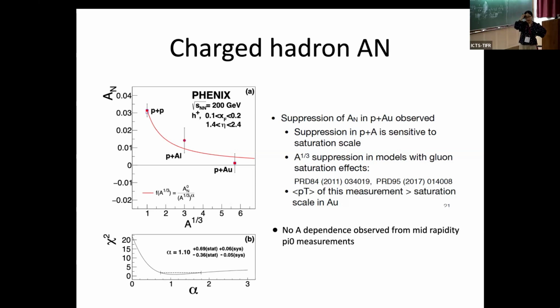One thing I need to mention is that the measurement here is actually not in the saturation region. So this is quite interesting, because we still see this strong suppression of the asymmetry in P gold while we are outside of the saturation region in terms of our measurement kinematics. On the other hand, for the observable at mid rapidity, we didn't see anything strong, but this one was done in forward rapidity. So it would be an interesting measurement to have with a little better precision at RHIC with the new detector that will take data in PP collisions.